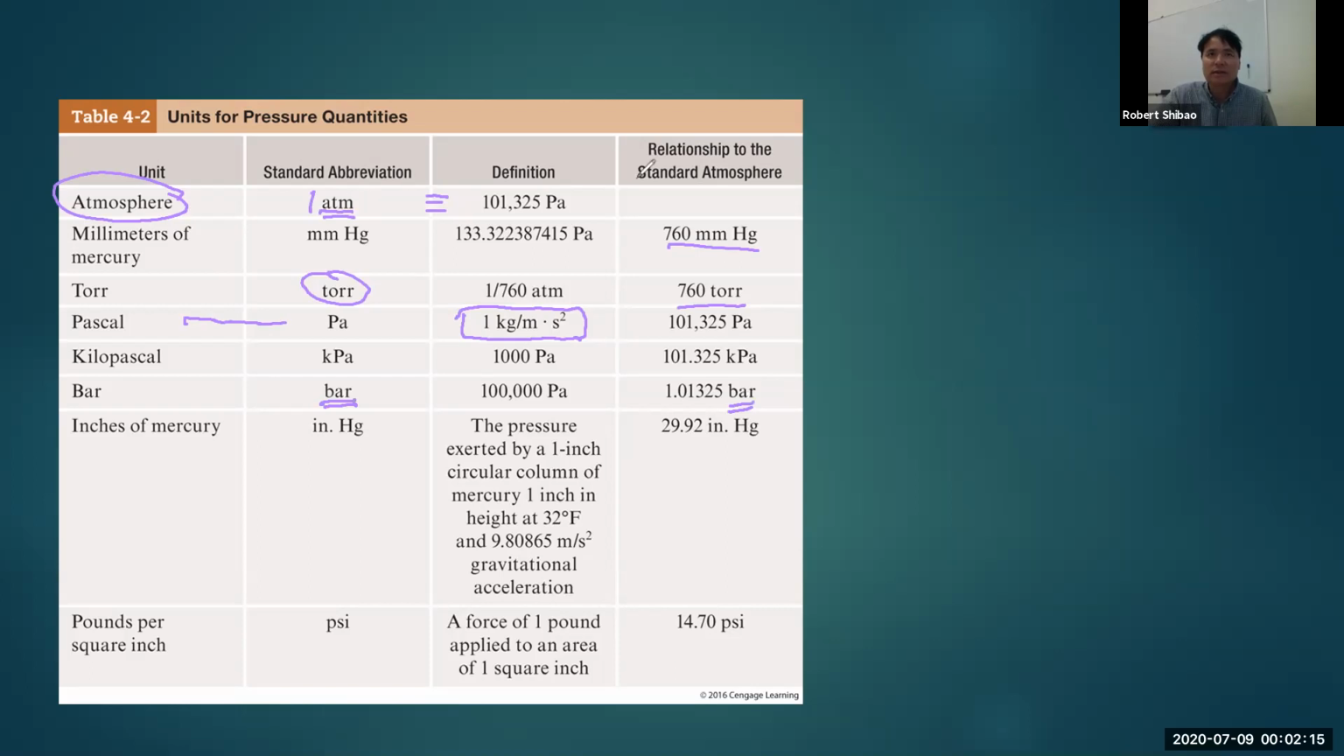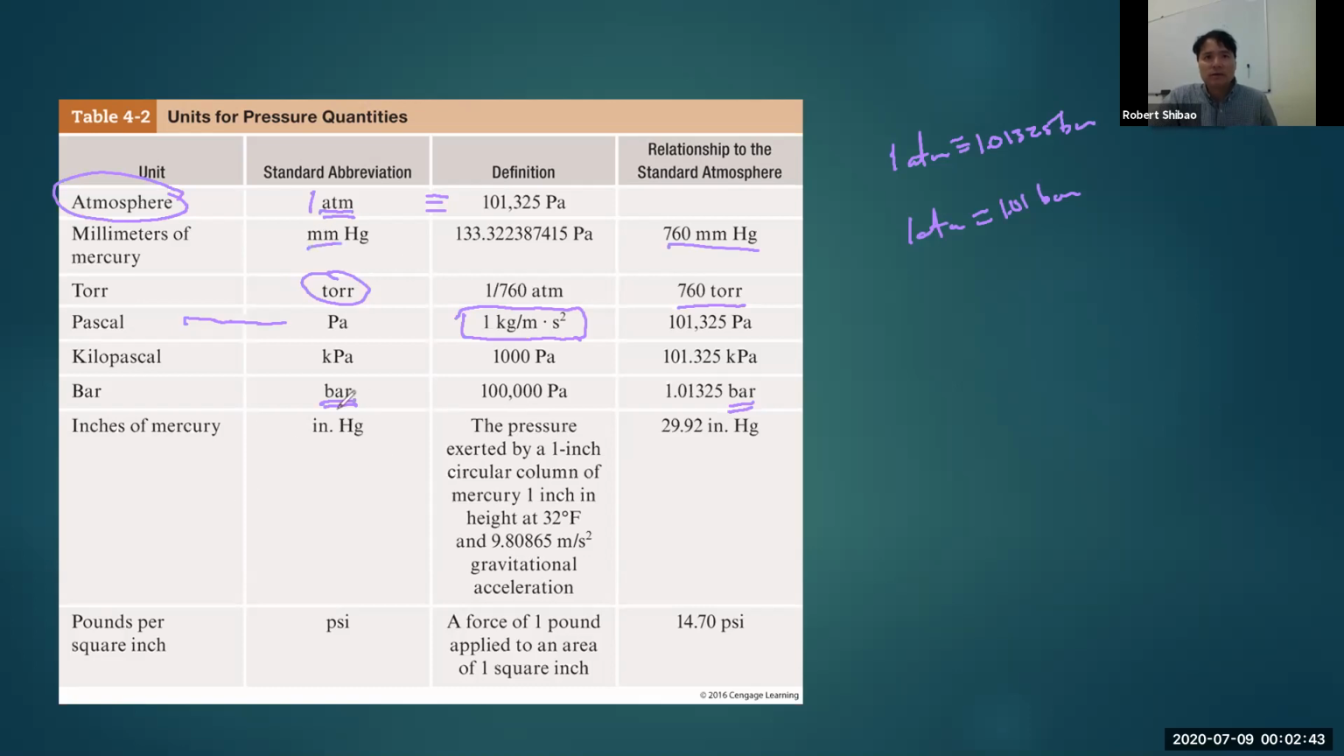An atmosphere is common in the US, but they're very close. 1 atmosphere is equal to 1.01325 bar exactly. So typically what we just say is 1 atmosphere is about equal to 1.01 bar if we do it to 3 sig figs. So an atmosphere and a bar are about the same. It's only off by 1%, which is not huge.